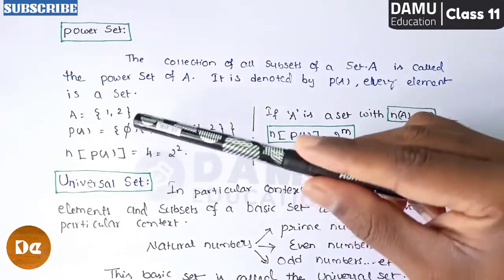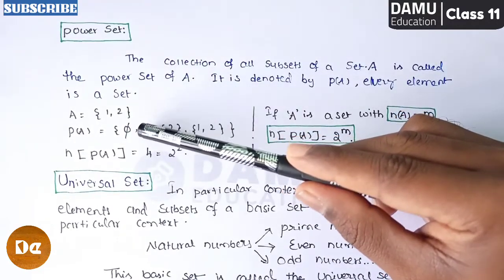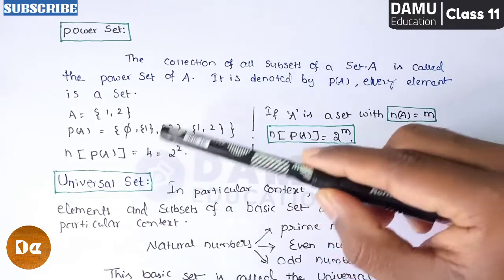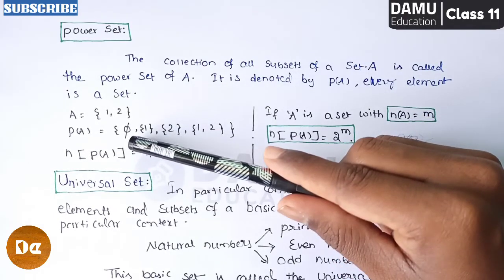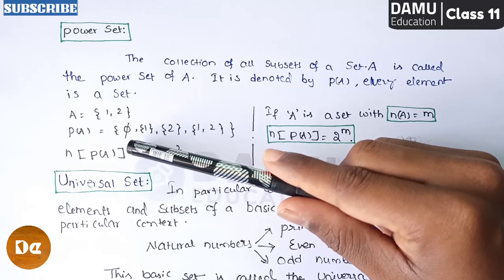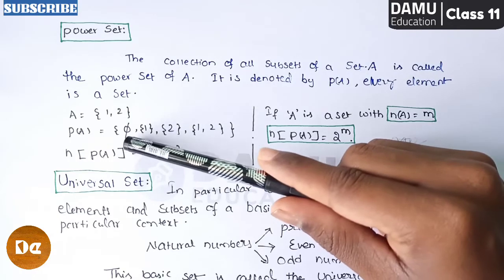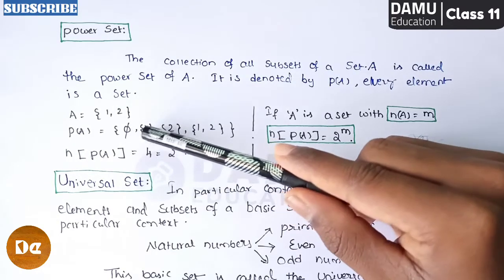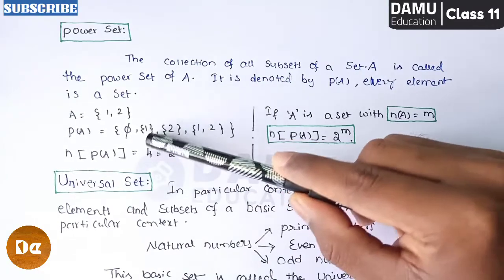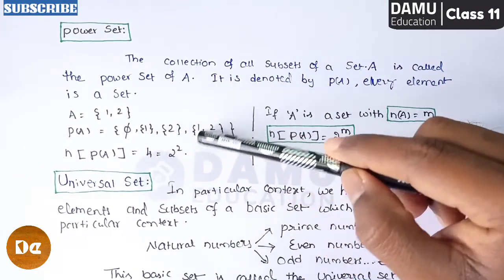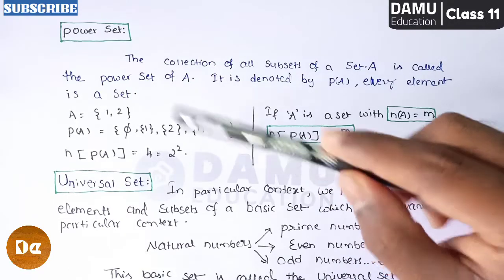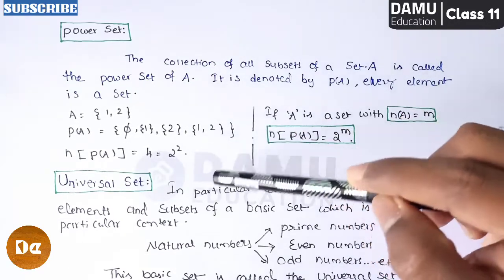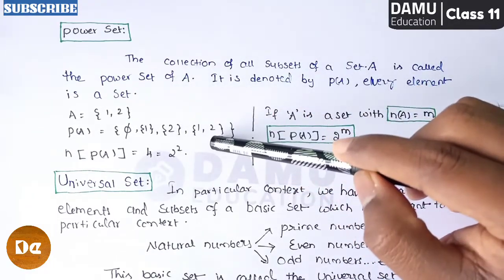I took one example, A is equal to {1, 2}. For that we will write the subsets. The null set, or empty set, or void set, is a subset of every set. Then 1 is another subset, 2 is also a subset, and {1, 2} is also a subset of itself. Every set is a subset of itself.